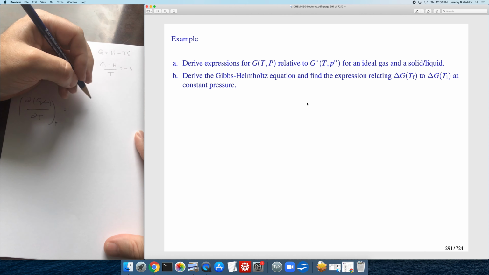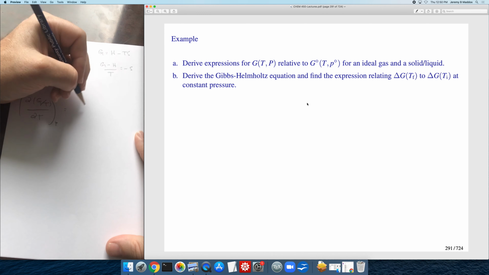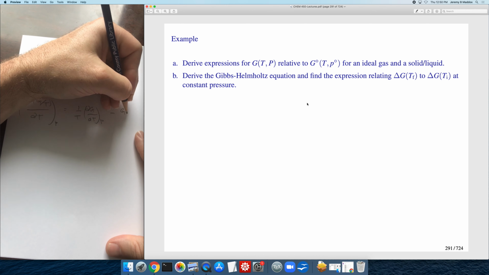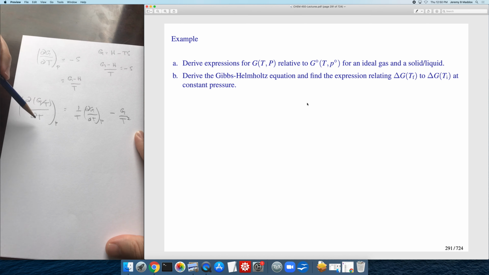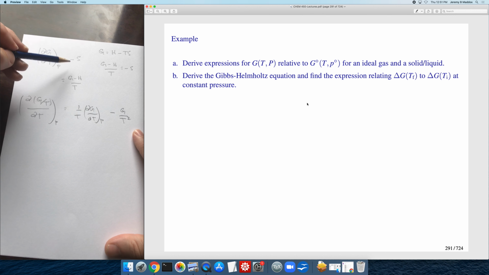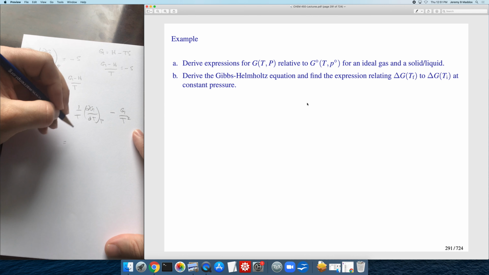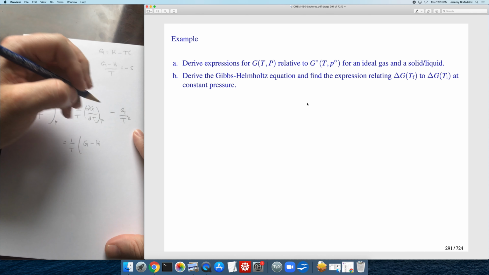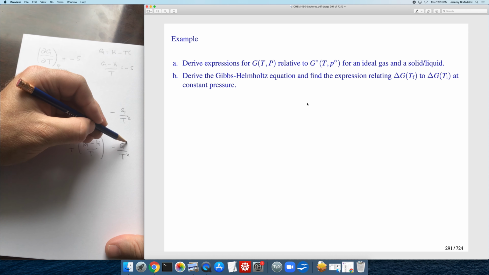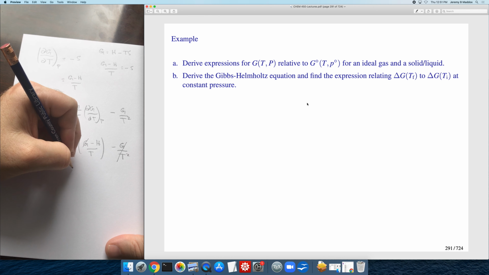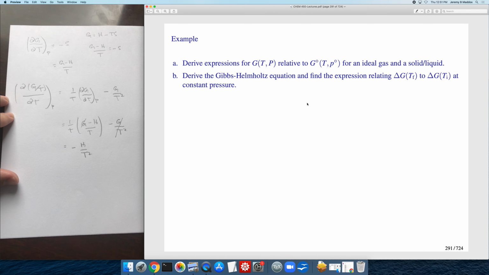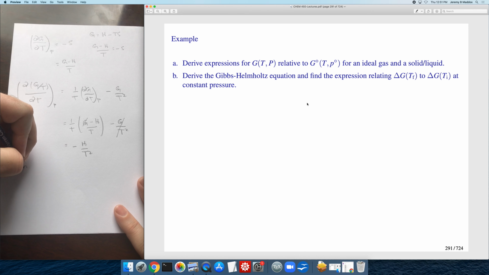And so what we'll do is we'll do some calculus here. So we can write this as 1 over T partial of G with respect to T at constant pressure minus G over T squared. So what I've done is I've applied the product rule to this expression to calculate this derivative. And now what we'll do is we'll take the result that we have up here and substitute it in. And we see that this term is going to cancel with that term, leaving us with minus H over T squared. This is called the Gibbs-Helmholtz equation. It also applies to changes in Gibbs energy.